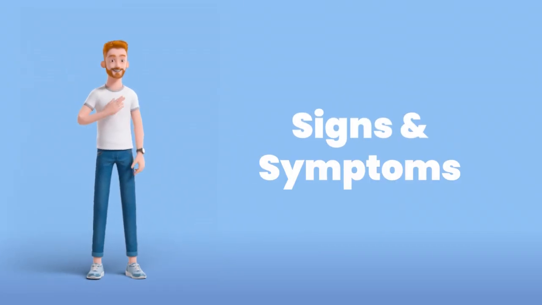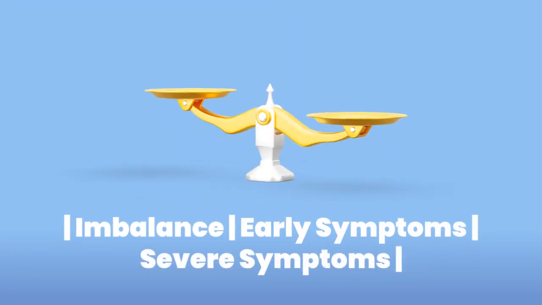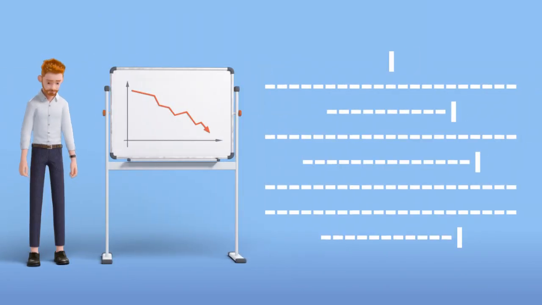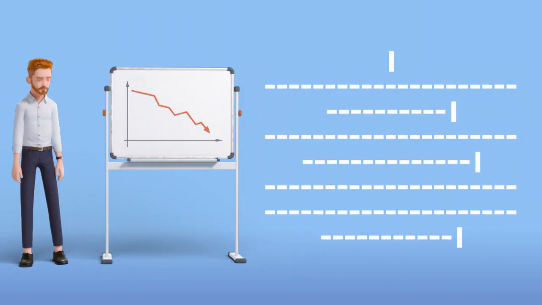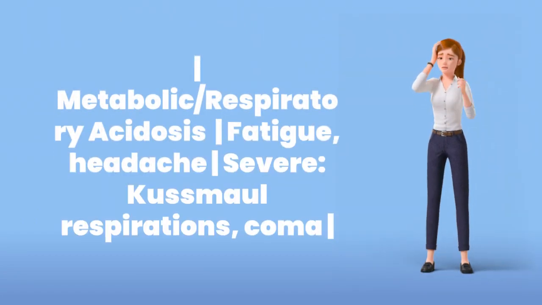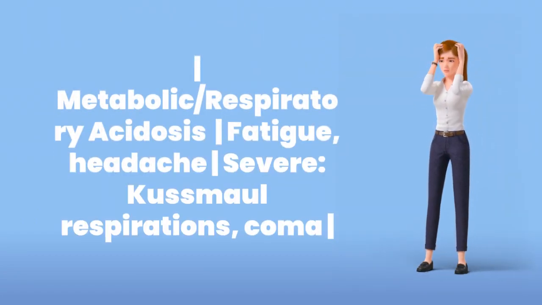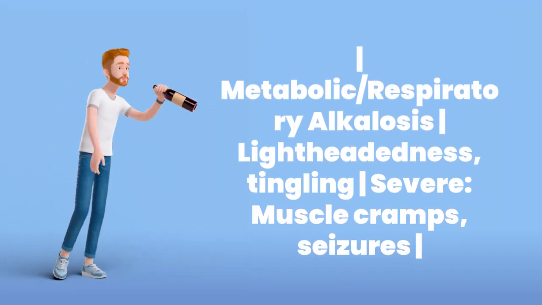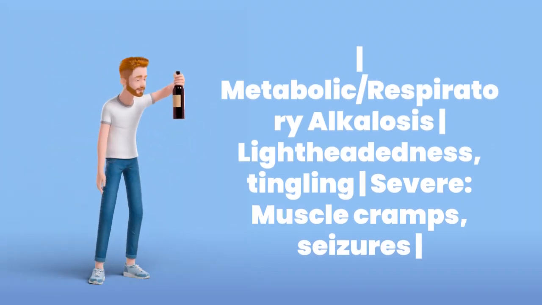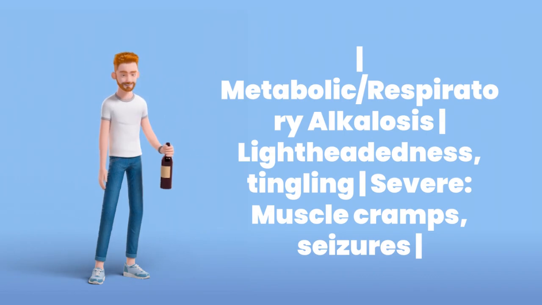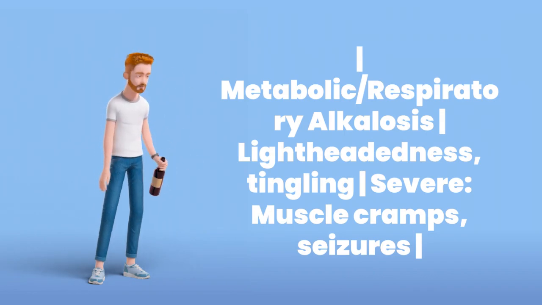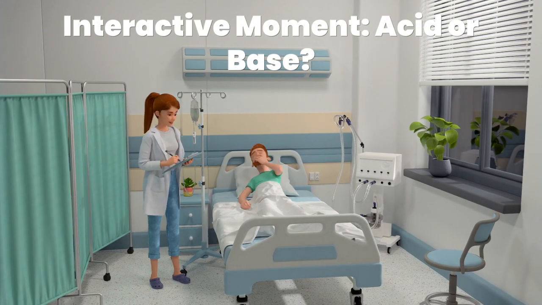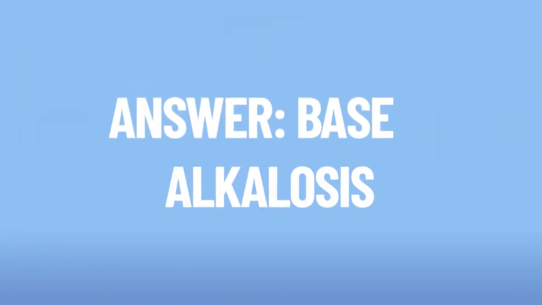Signs and symptoms. Imbalance, early symptoms, severe symptoms. Metabolic and respiratory acidosis: fatigue, headache, drowsiness, Kussmaul respirations, hypotension, arrhythmias, coma. Metabolic and respiratory alkalosis: lightheadedness, numbness, tingling, muscle cramps, tetany, seizures, hypokalemia. Quick check: if a patient is tingling and anxious, is it acid or base? Answer: base, alkalosis.